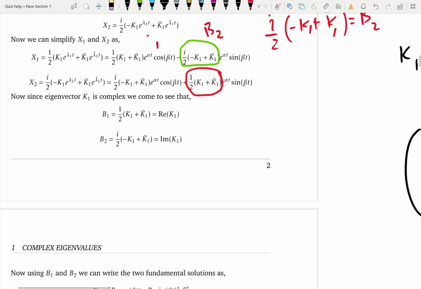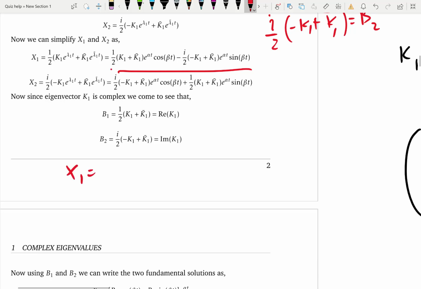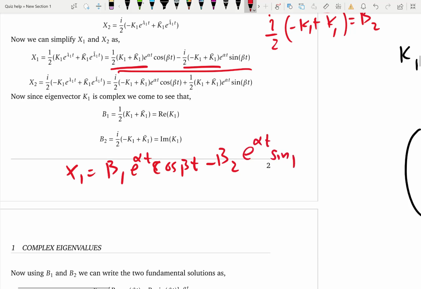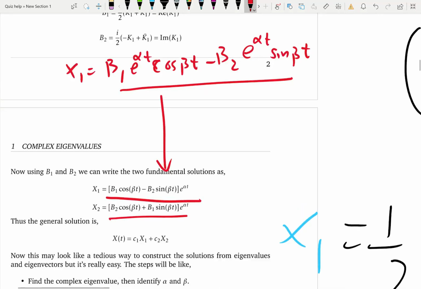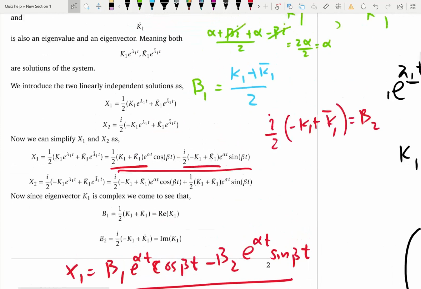So now let's rewrite our x1 and x2 in terms of B and this sine and cosine term. So x1 is from here. This is B1. B1 e to the alpha t cosine beta t minus, this is B2, B2 e to the alpha t sine beta t. Now what I can do here is take e to the alpha t out, and this is exactly what we get. So that is how we get our formulas, and that is how we get our x2. So that is how we get our x1 and x2 formulas.